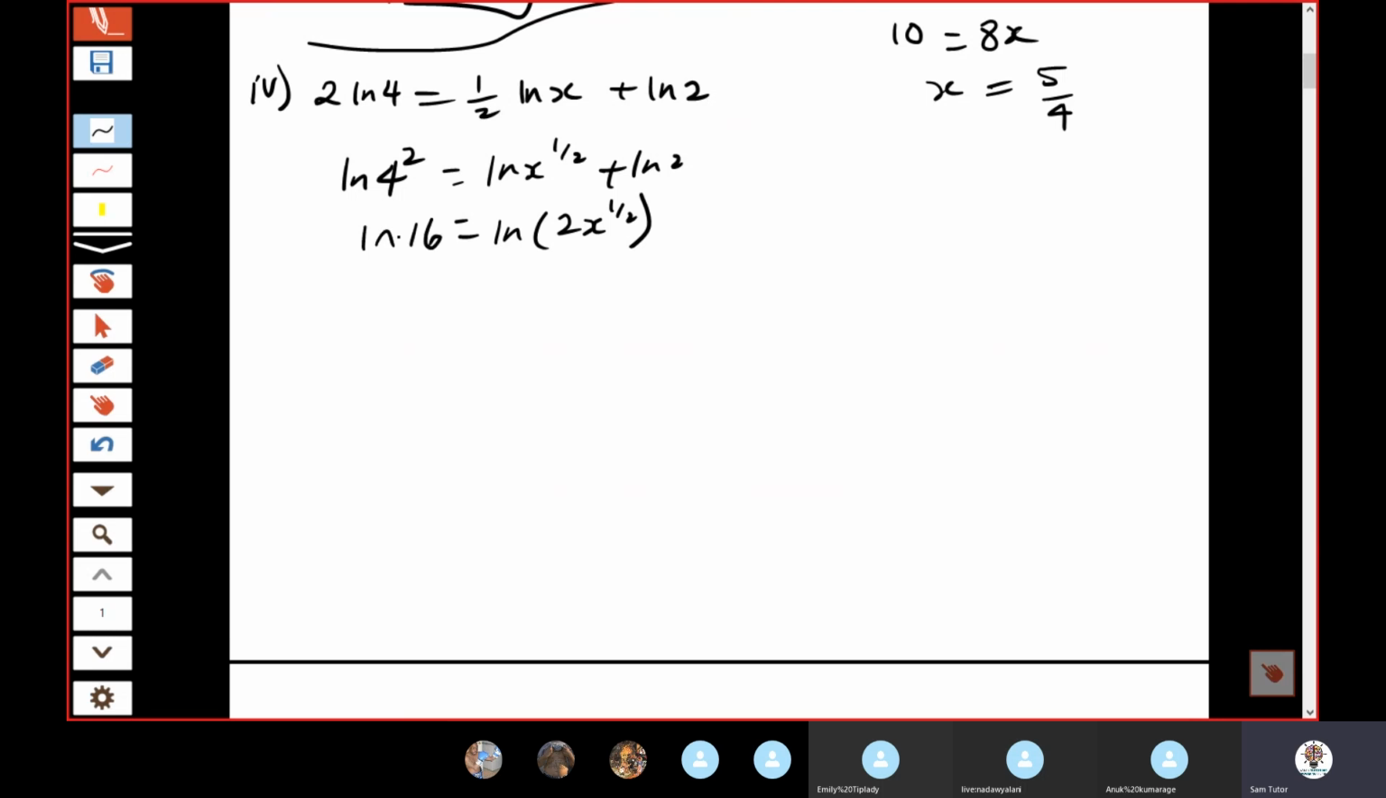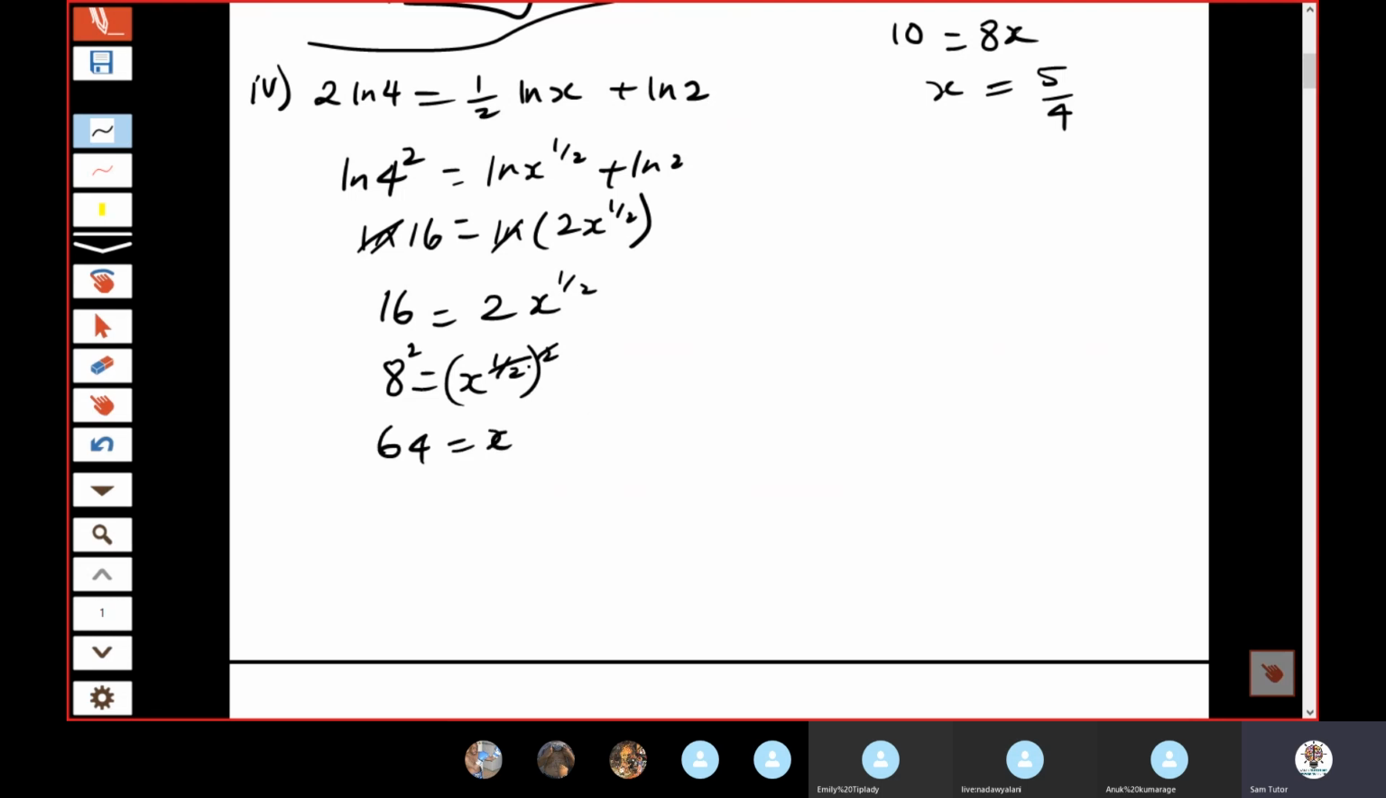And then what do you do with your logs? Again, gone. You've got 16 equals 2x to the power of a half. And then the first thing to do is to get rid of the 2, so you divide it. And then how do I get rid of a square root? Power of 2, right?